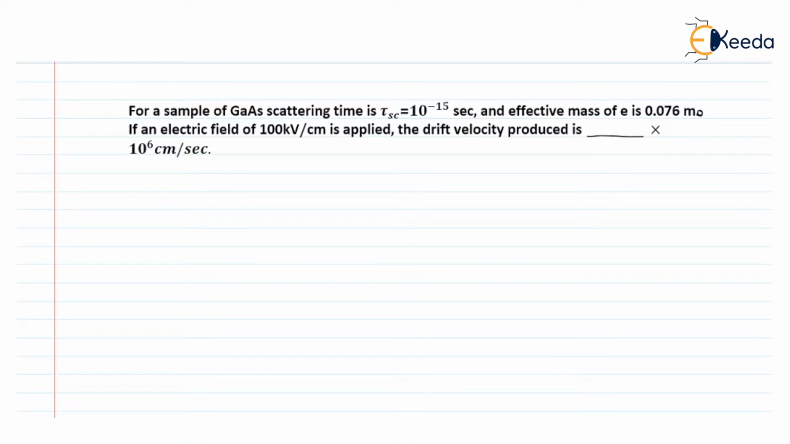So in this numerical we can see for a sample of gallium arsenide the scattering time is given by tau sc equals 10 to the power minus 15 second, and the effective mass of the electron is given by 0.076 m0, and we know that the effective mass of the electron is denoted by Mn.